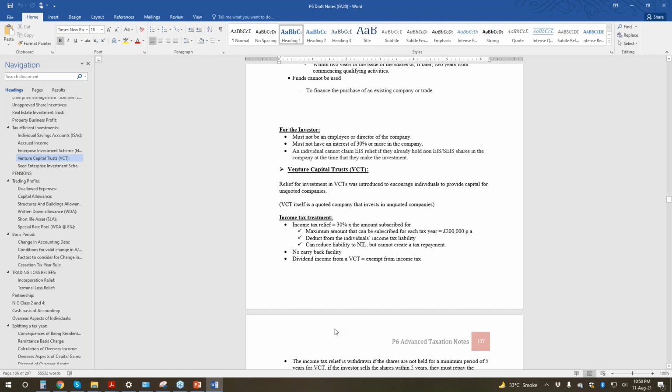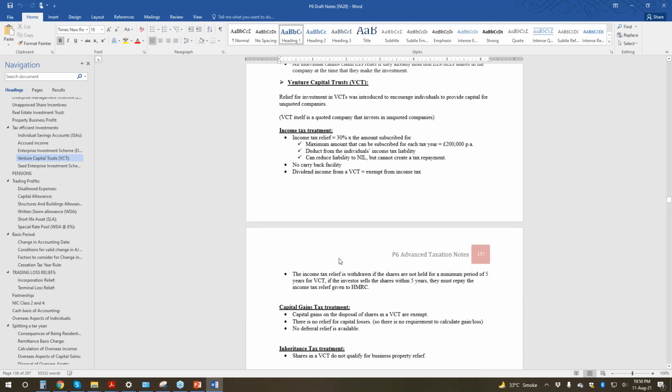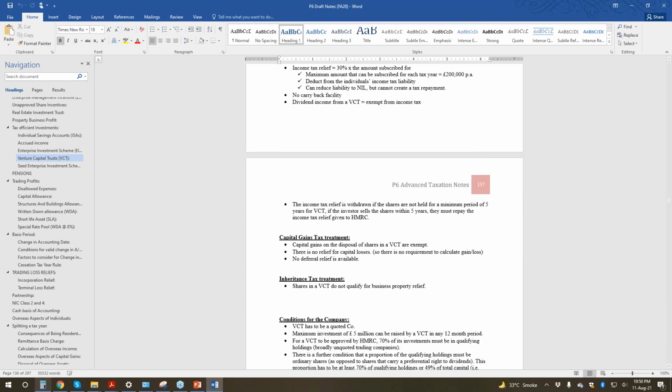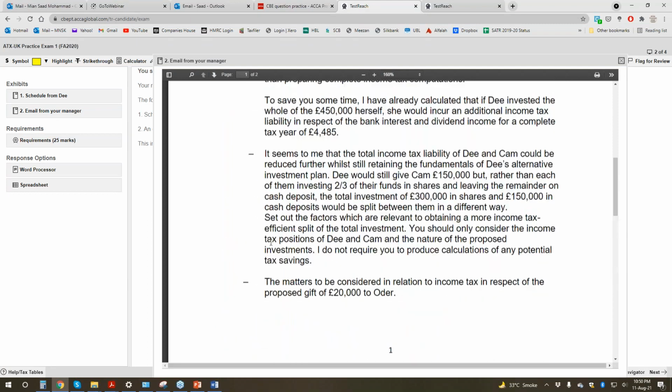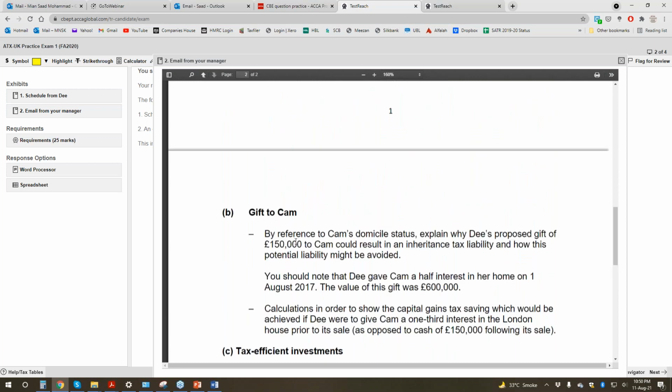Now, moving on to the question, we have done with requirement C. Now let's quickly look at the other smaller requirement, that is requirement B, gift to CAM. I don't know at the moment who CAM is. By reference to CAM's domicile status, explain why D's proposed gift of 150,000 to CAM would result in IHT. It means that this part mainly belongs to IHT. For that, I have to check who CAM is and how this potential liability might be avoided.